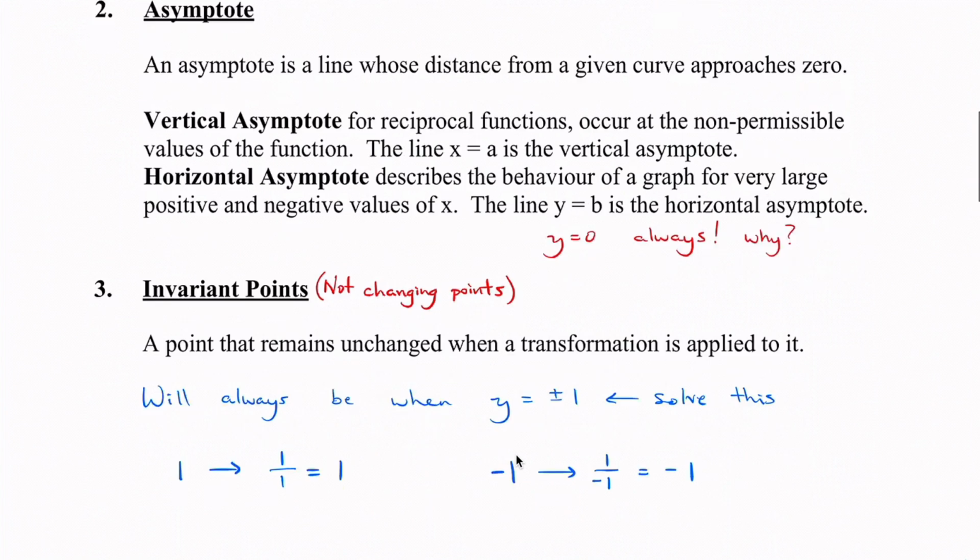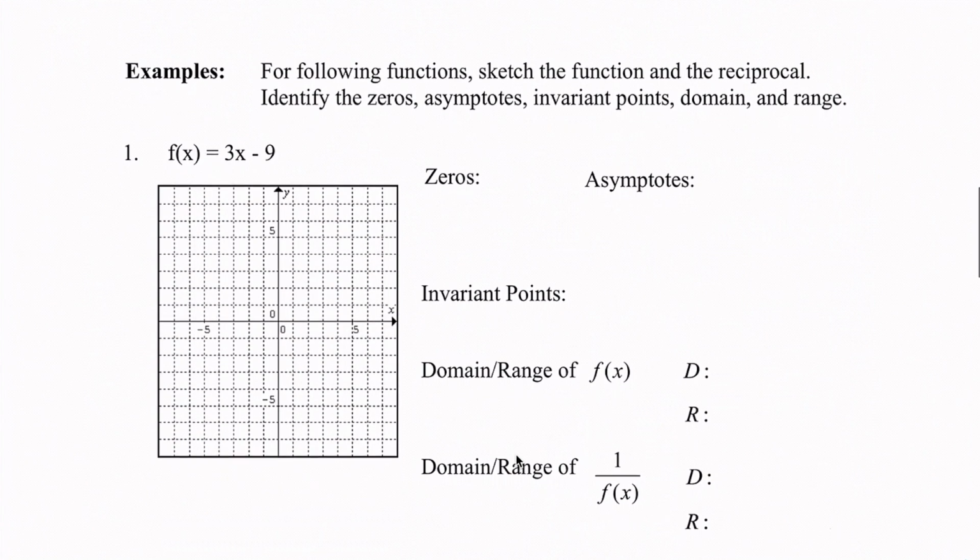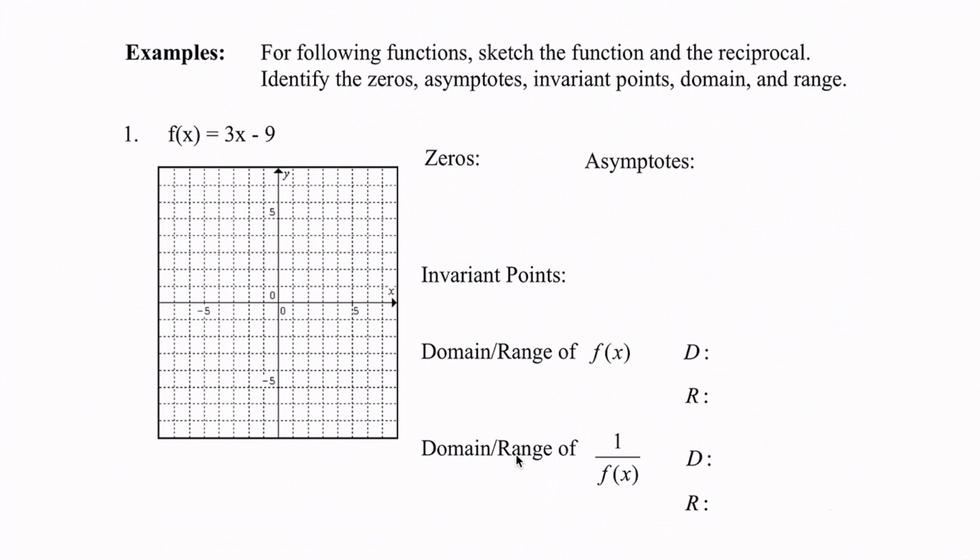So next now we're going to get into our first example. It says, for the following functions, sketch the function and the reciprocal. Identify the zeros, asymptotes, invariant points, domain, and range. And for the first one, this is our function. f of x equals 3x minus 9. So let's first begin by finding the zeros. The zeros are where y equals 0. So it's where it crosses the x-axis. So if you want to find the zeros, you just change y, which this is y, right?